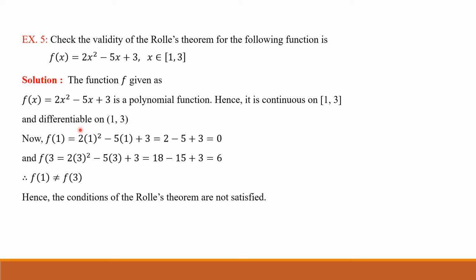Find the values at these points. f of 1: put x equal to 1. 2 into 1 square minus 5 into 1 plus 3 equals 2 minus 5 plus 3 equals 0. Also at the point 3, that is f of 3. 2 into 3 square minus 5 into 3 plus 3 equals 18 minus 15 plus 3 equals 6. Both values are not same. Therefore, f of 1 not equal to f of 3, hence the conditions of Rolle's theorem are not satisfied.